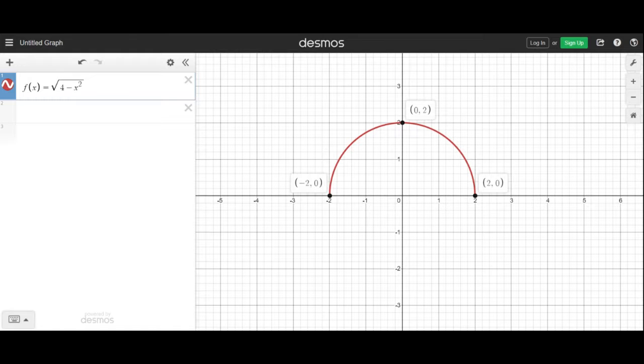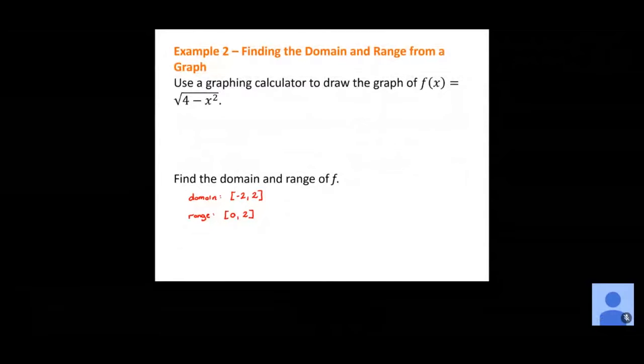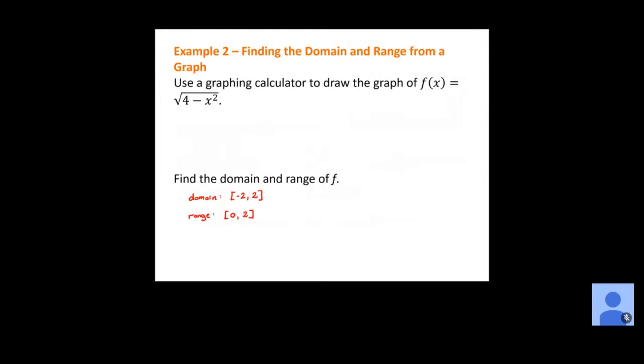Okay, so domain goes from -2 to +2. That's our x values. The range goes from 0 to 2. Those are the y values. And in this case, all of those endpoint values are included in the domain and the range. So I'll switch back over now so you can see what that looks like. So there's the domain and the range for that function.